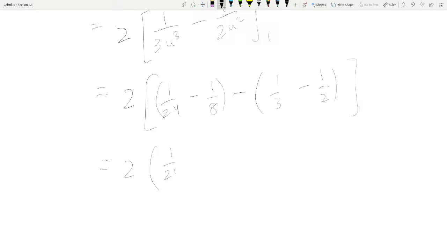Okay, this is 1/24 minus 1 over 8 is 3/24. Then minus 1/3, which is 8/24. And then plus 1/2, which is 12/24. And what do we get? It looks like 13 minus 11, so 2 over 24. And so I get 4 over 24, which is 1 over 6.